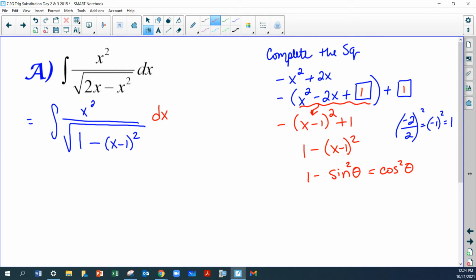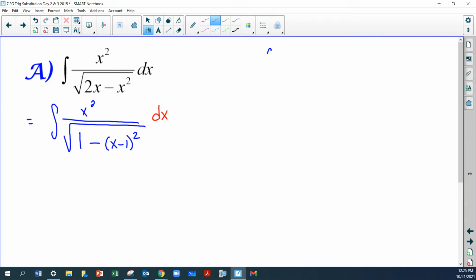Now we go into our trig sub. So I think what I'd like to do is just erase my completing the square, because you should have that down, just to give some more workspace. Now we're back to what we were doing previously, where we just set this up. So I'm going to let x minus 1 quantity squared equal my sine squared theta. Take the square root of both sides. Take the derivative of both sides.